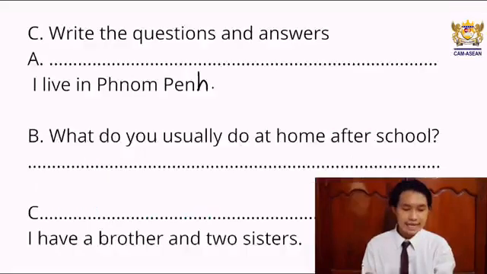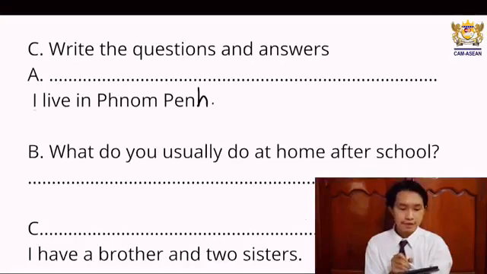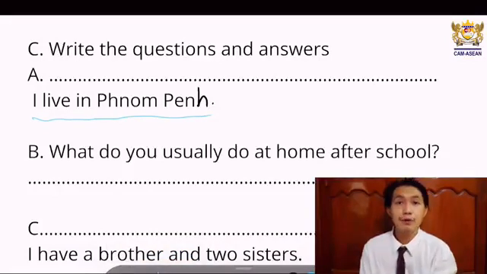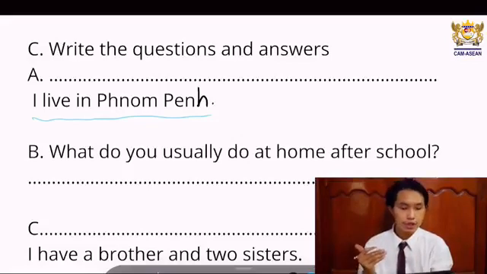For section C, write the question and answers. Okay, so for letter A, let's look at the example together. We have the answer already: I live in Phnom Penh. I live in Phnom Penh, okay? So that is the answer, but you need to write the question because we already have the answer. And it seems like the answer is a place.